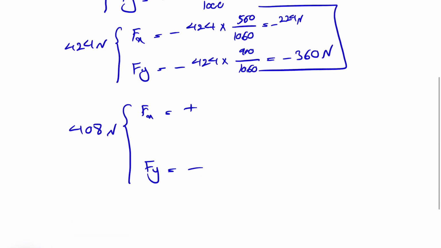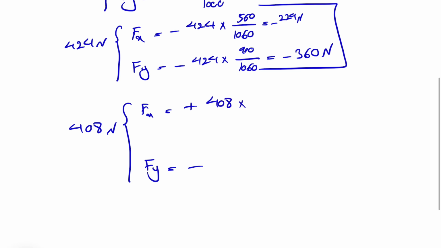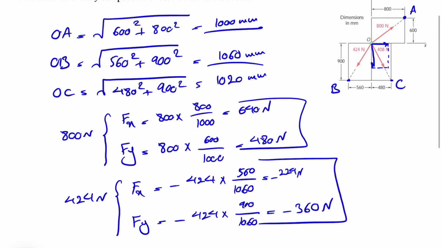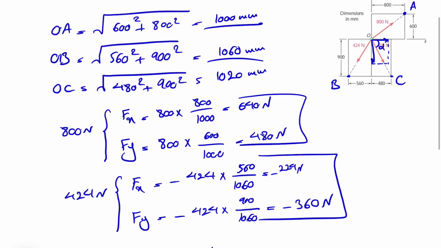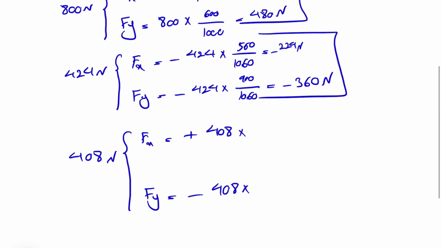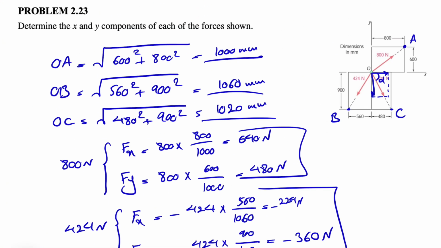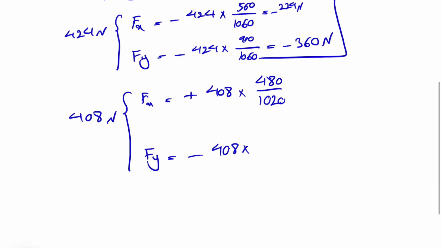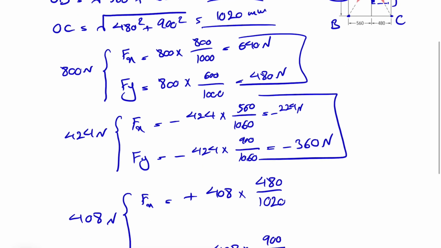We have the magnitude of the force, which is 408 times cosine of the angle with x-axis. We can call this angle alpha. So the x component would be cosine of alpha, which is the adjacent 480 divided by the hypotenuse 1020. So 480 divided by 1020. And the y component will be the opposite, which is this side. So 900 divided by what we found for OC, which was 1020.